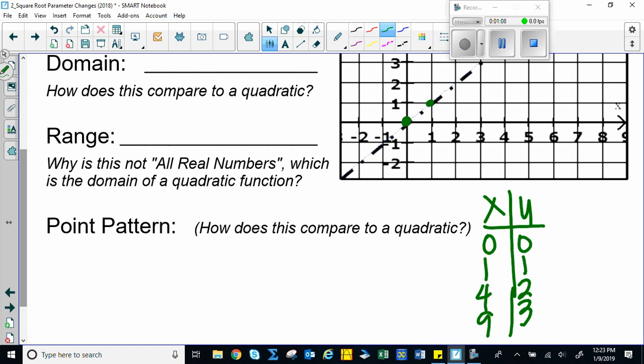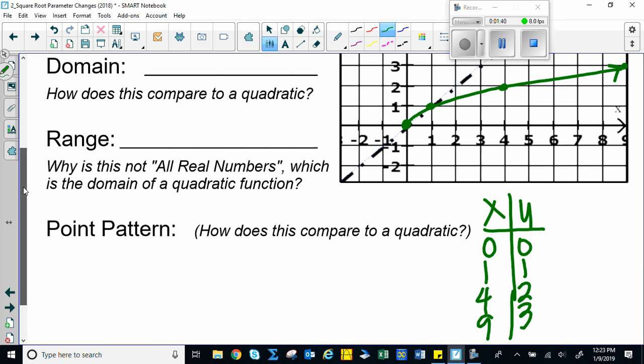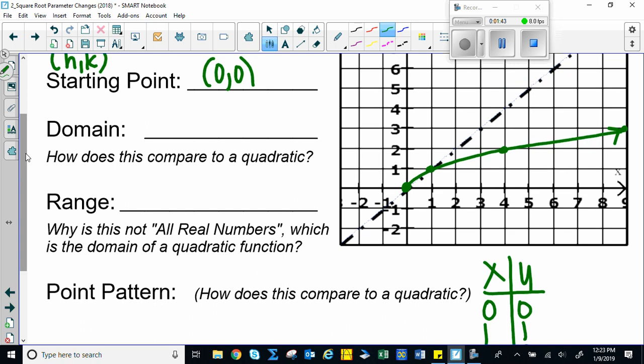So over 1 up 1, over 4 up 2, over 9 up 3. And I have this kind of half of a sideways parabola. All right, so there is my parent function in the table form, my parent function as a graph. So now we can write down our domain, right? We can either look at the graph or we can look at our concept map. What's the smallest x value we see on this graph? 0. And 0 is included, and then we go to infinity.